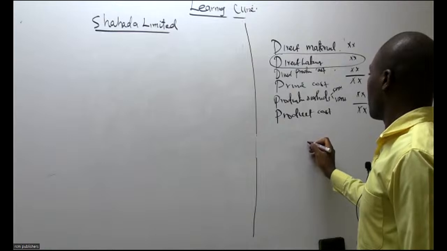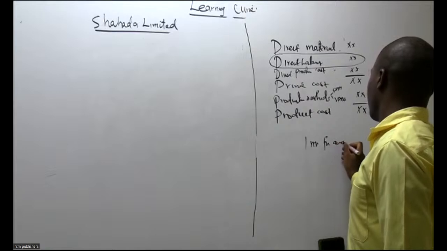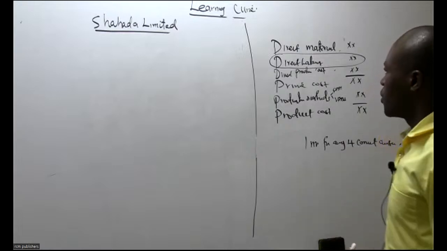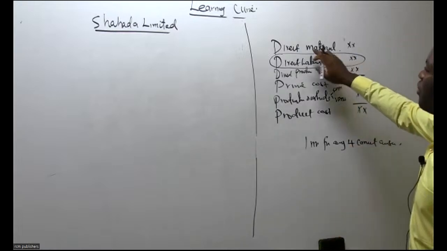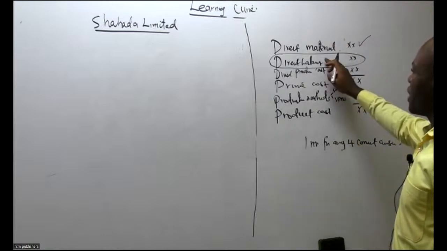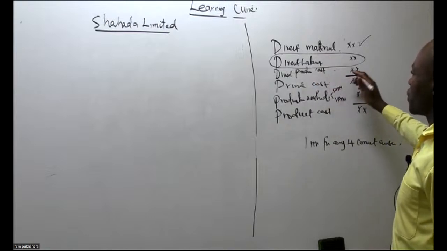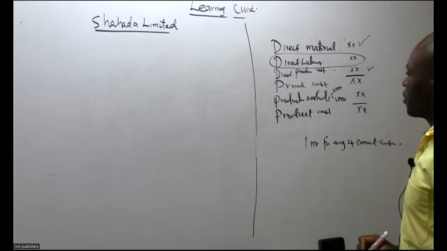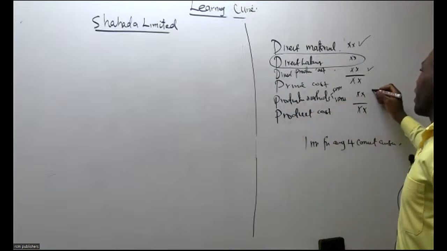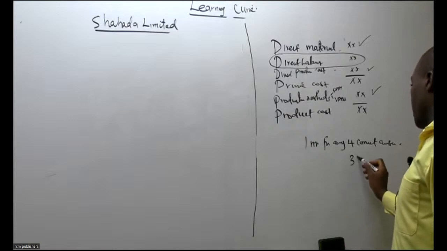1 mark for any 4 correct answers. So here, you don't understand this, but you've been able to indicate the correct value for direct material. You don't understand direct labor, but you've been able to give us the direct production costs, or any direct production costs. You don't understand this, but you've been able to give us the production overhead. How many marks do you have? 3 out of 4.